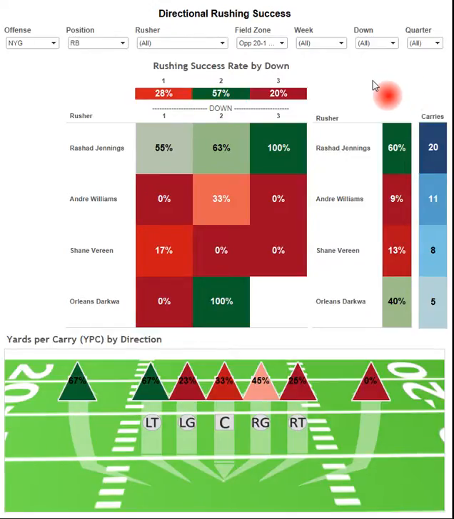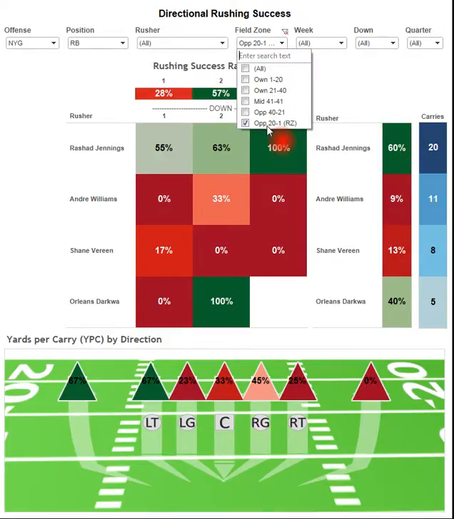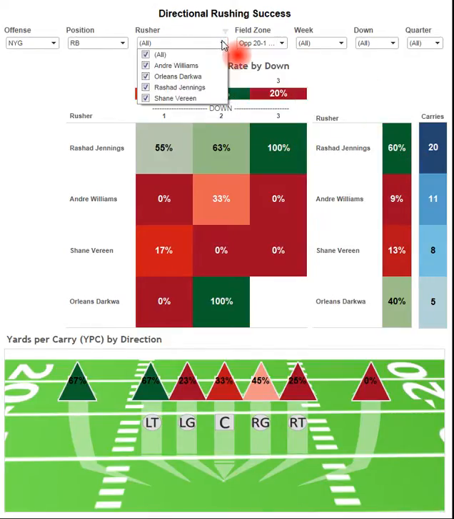So again, in this visualization, we are still going to look at the New York Giants because they're an interesting team to look at. And this is where we really can segregate out the difference between Rashad Jennings and some of these other players, particularly down inside of the red zone. Right now, you could see that we filtered for plays that are inside the red zone. We're looking at all running backs when they ran the football, running backs only for the New York Giants, all weeks, all downs, all quarters of the game.